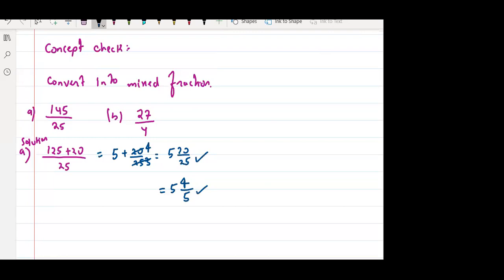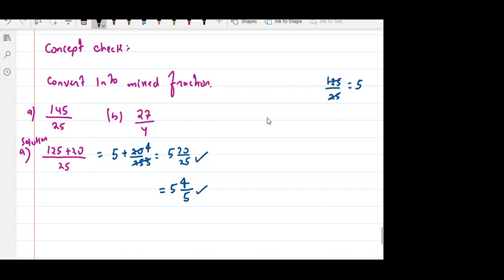What how? Tell me what how. Here 145 can be written as 125 plus 20. Simple. 145 can be written as 125 plus 20. 125 plus 20 is equal to how much? What is 125 divided by 25? What is 125 divided by 25? It is 5. That is why it is 5.